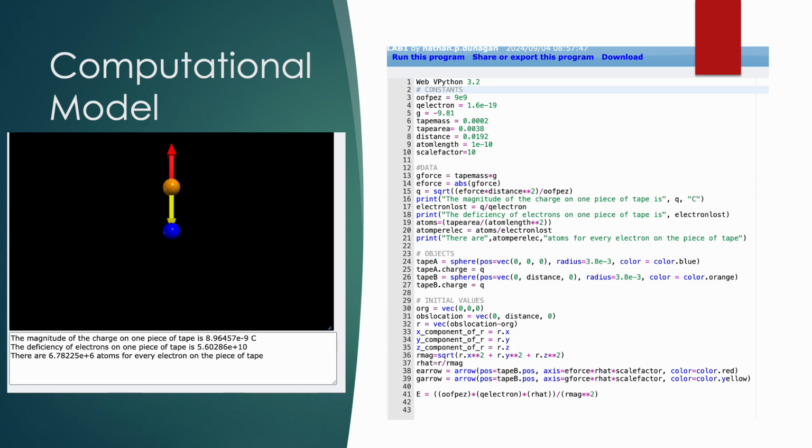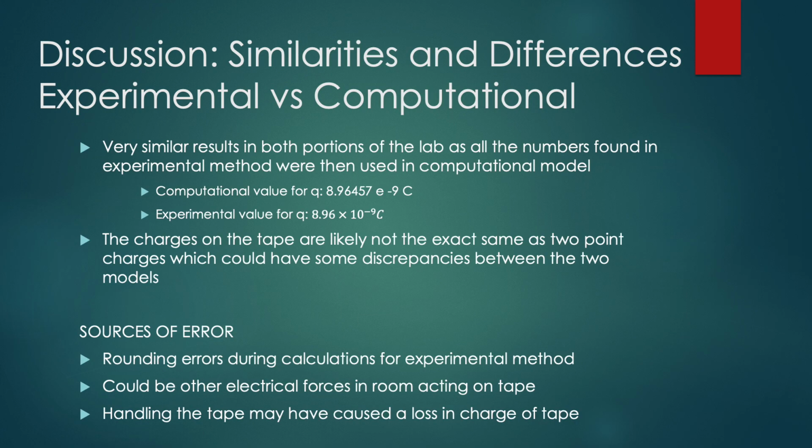I then was able to put in the data that I collected from my experimental model under my data section, and then I was able to create tape A and tape B as point charges, seen as the orange and blue particles. And then finally, I was able to use some initial values to find vector r and then create an arrow showing the electric force going upwards in the y direction, seen by the red arrow, and the gravitational force going down, seen by the yellow arrow. And you can see that the magnitude of the charge of one piece of tape is very similar to my experimental model, as well as the deficiency of electrons and the number of atoms for every electron.